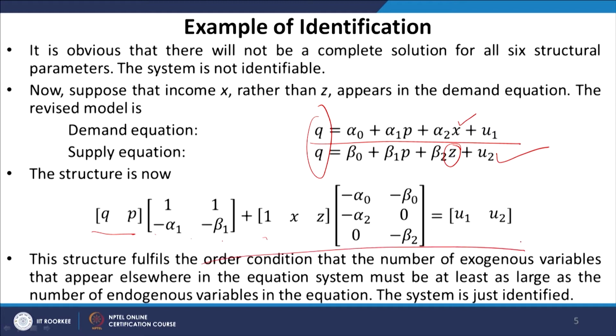Now, this structure fulfills the order condition, that the number of exogenous variables that appear elsewhere in the equation system must be at least as large as the number of endogenous variables in the equation. So, the system is just identified, because for both the equations, we have one exogenous variable which appears in the other equation but not in this one, and one endogenous variable. Similarly, one exogenous variable which appears here, but not there, and one endogenous variable. That is why the system is just identifiable.